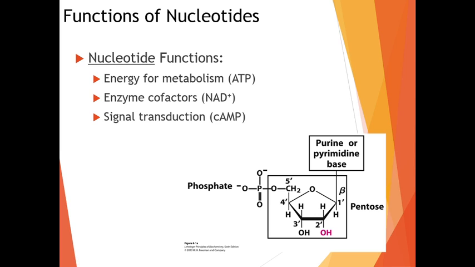What are the different functions of nucleotides? Nucleotide functions involve energy for metabolism. A classic example is ATP, or adenosine triphosphate. ATP is everywhere inside our body and is a high energy molecule. Enzyme cofactors, for example, NAD+, nicotinamide adenine dinucleotide. It's involved in signal transduction, for example, cyclic adenosine monophosphate. All these are some of the important nucleotides in our body.